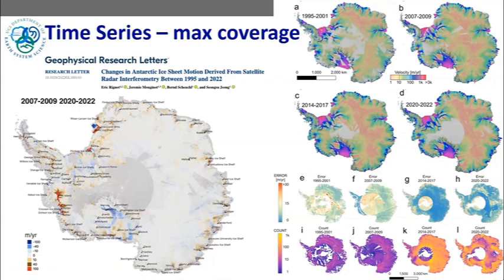We have two philosophies on our velocity products. One is the maximum coverage possible. For the reference map, we strive for 100%. I think we're at 99 point something. The other one was to have timestamps. And this product now is sort of a compromise where we have different time periods and reference time periods.